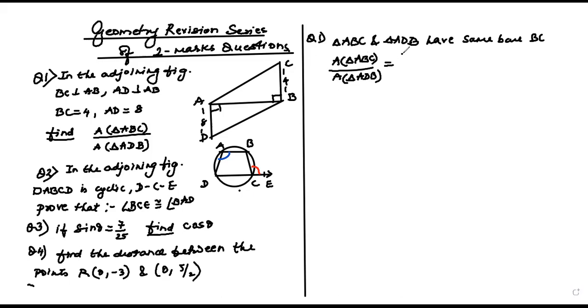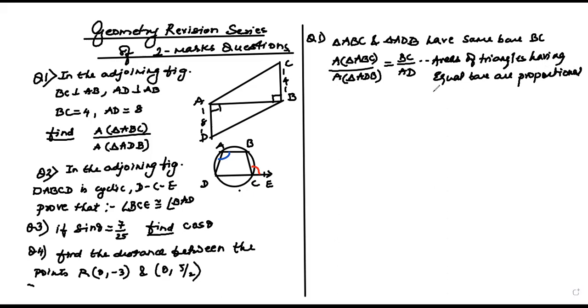What is the height of ABC? BC. And what is the height of triangle ADB, son? AD. So BC upon AD. But you have to write the reasons: areas of triangles having equal base are proportional to corresponding heights. Are you getting me, children? I hope people understood this.